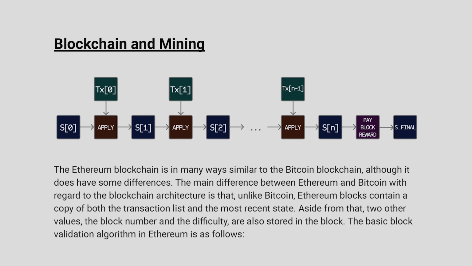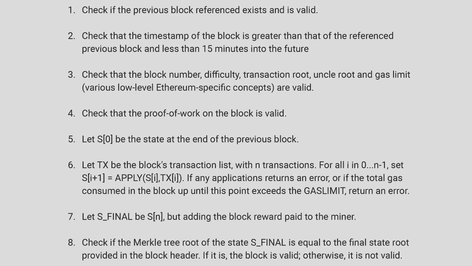The basic block validation algorithm in Ethereum is as follows. 1. Check if the previous block referenced exists and is valid. 2. Check that the timestamp of the block is greater than that of the referenced previous block and less than 15 minutes into the future. 3. Check that the block number, difficulty, transaction root, uncle root, and gas limit, various low-level Ethereum-specific concepts, are valid. 4. Check that the proof of work on the block is valid.